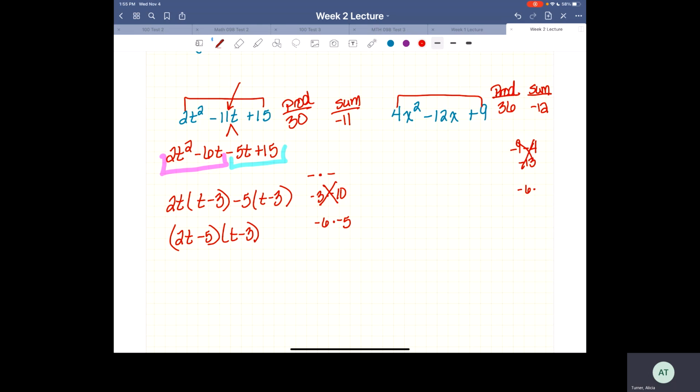Don't forget, though, that negative 6 times negative 6 gives you a product of 36, and negative 6 plus negative 6 gives you a sum of negative 12. So my numbers are both negative 6, and that's okay. They can be the same number. Okay, so I am splitting that middle term.